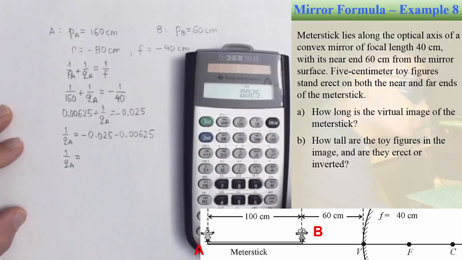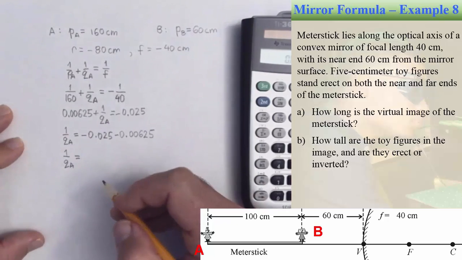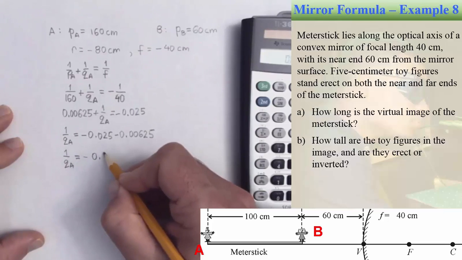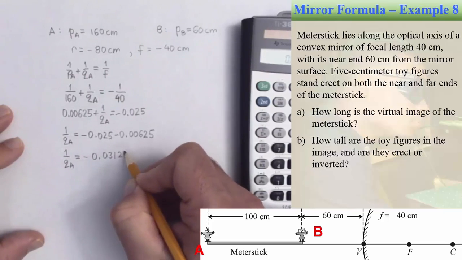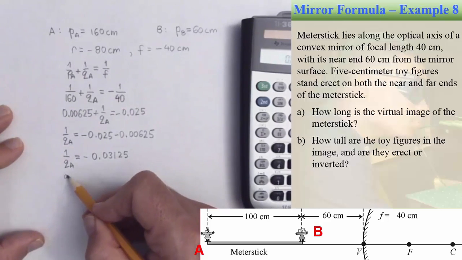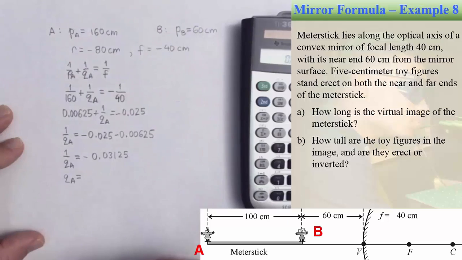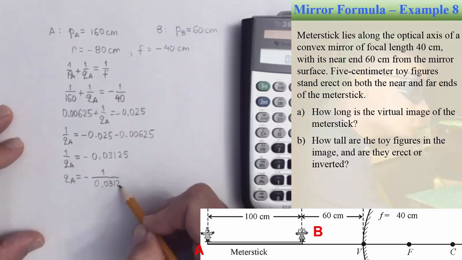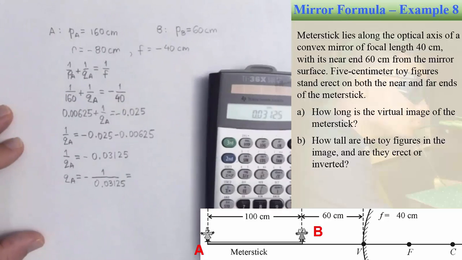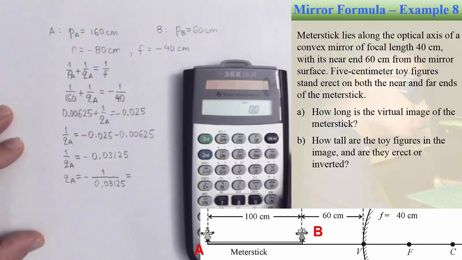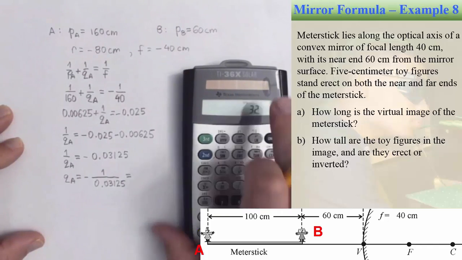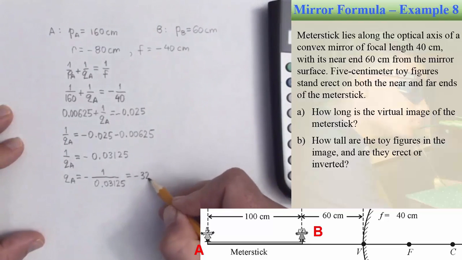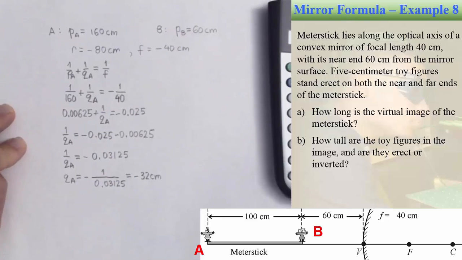So if we add these two negative numbers, we get 0.03125. And then here we can reciprocate the two to come up with QA. So QA is going to be equal to minus 1 over 0.03125, which is equal to negative 32 centimeters.